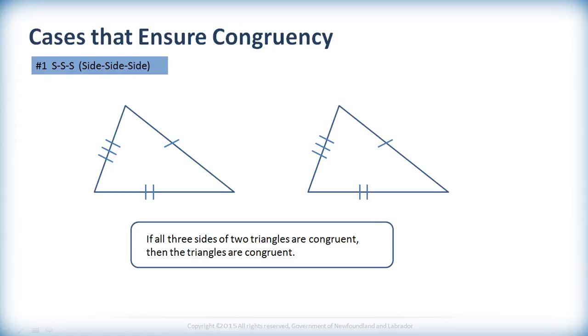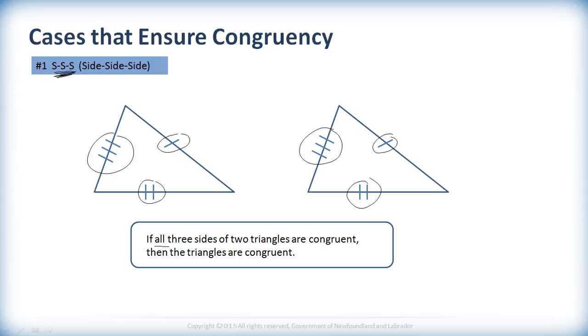So, cases that ensure congruency. The first one is called side, side, side, or SSS. If all 3 sides of corresponding triangles are congruent, so if 2 triangles have 3 sides that are the same on both of them, then the 2 triangles have to be congruent. There's no way you can take 3 sticks that are the same length and put them together in 2 different ways. There's only one way to put them together, so the triangles have to be congruent.